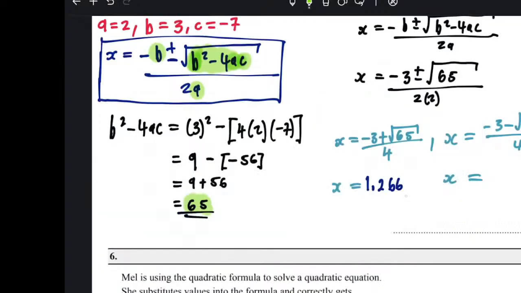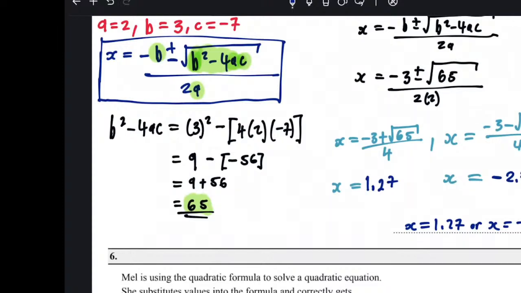So x is equal to 1.27, or you can have x is equal to, this other one is minus 3. Inside your bracket, you say minus 3, then minus root 65. Close bracket. Then you say divided by 4. You get x is equal to negative 2.77. So negative 2.77. Are we together? Okay. I hope you're writing down the corrections.